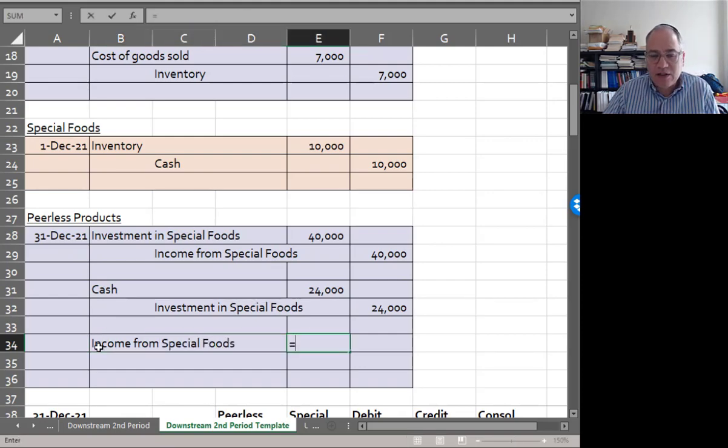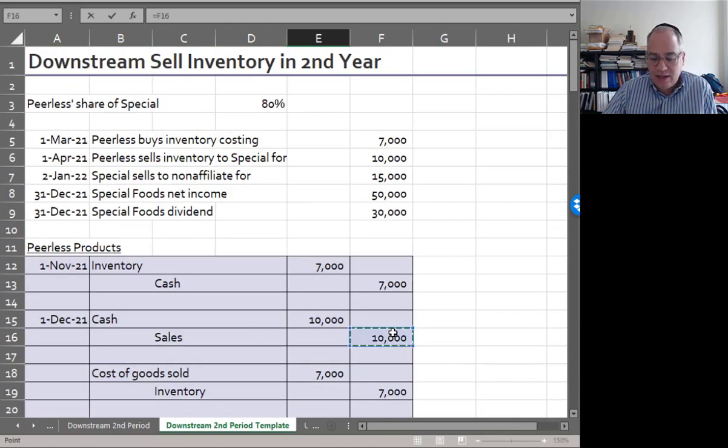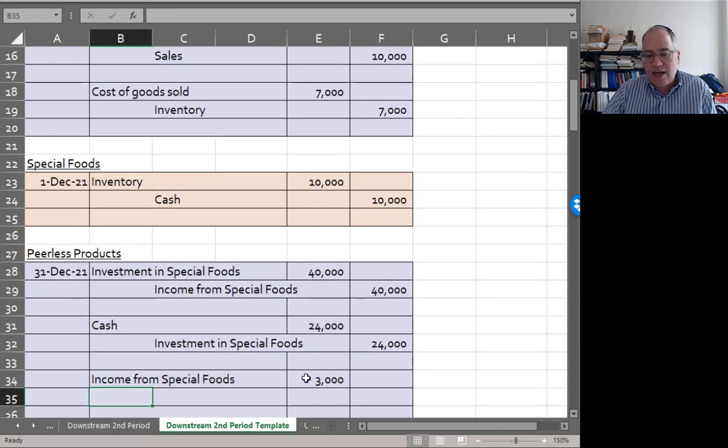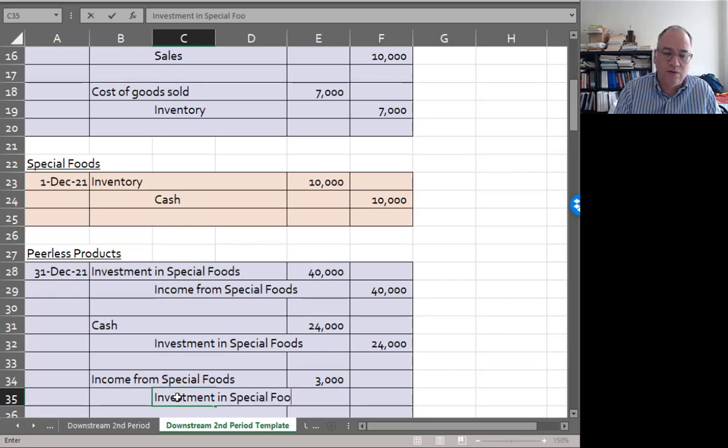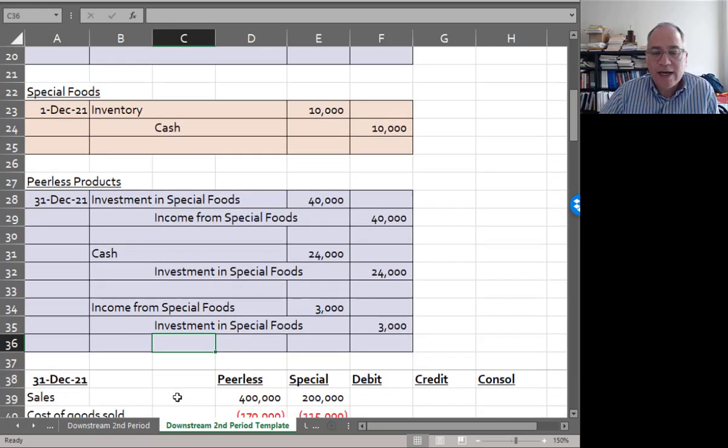It's sitting in, having this journal entry just sitting on the books is going to remind Peerless that it has this $3,000 unrealized gain. And Peerless will debit income from special foods and credit investment in special foods for $3,000. This will write down the investment for the unrealized gain. It will eliminate the income, and this way Peerless's net income on its own books will be equal to consolidated net income under the fully adjusted equity method.